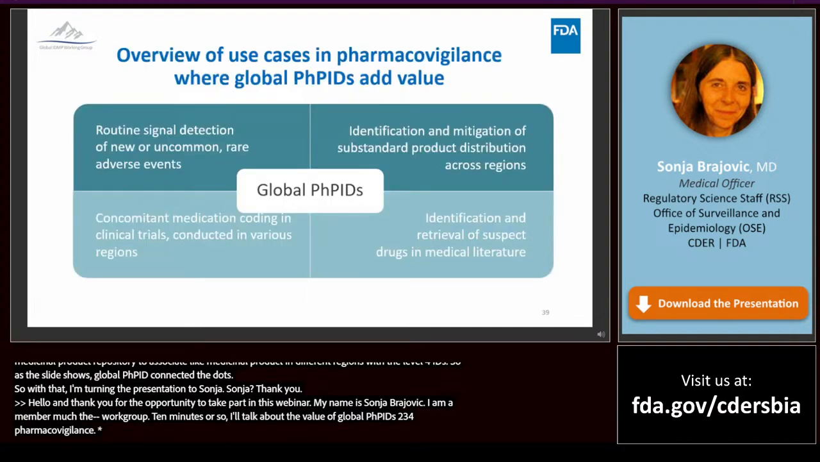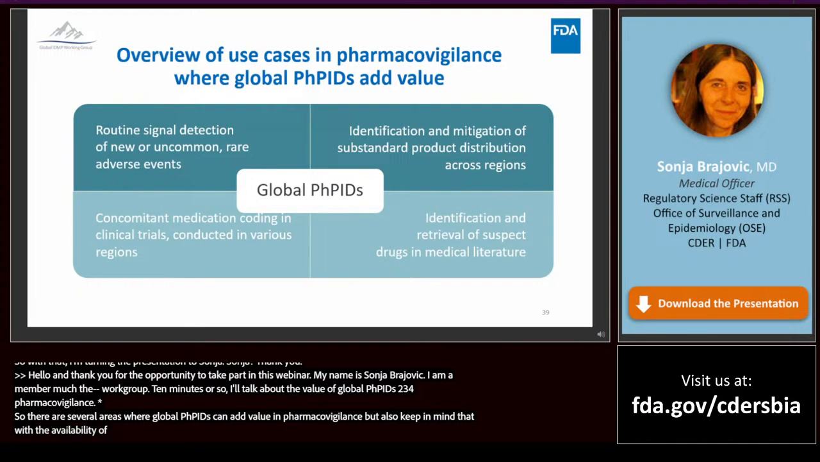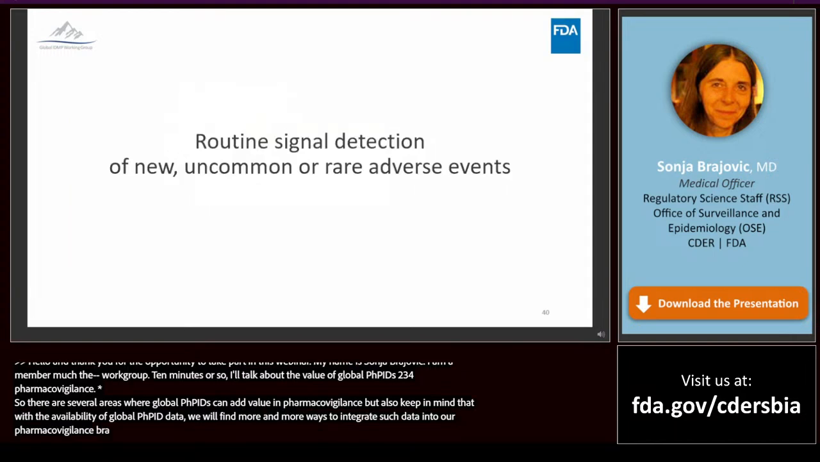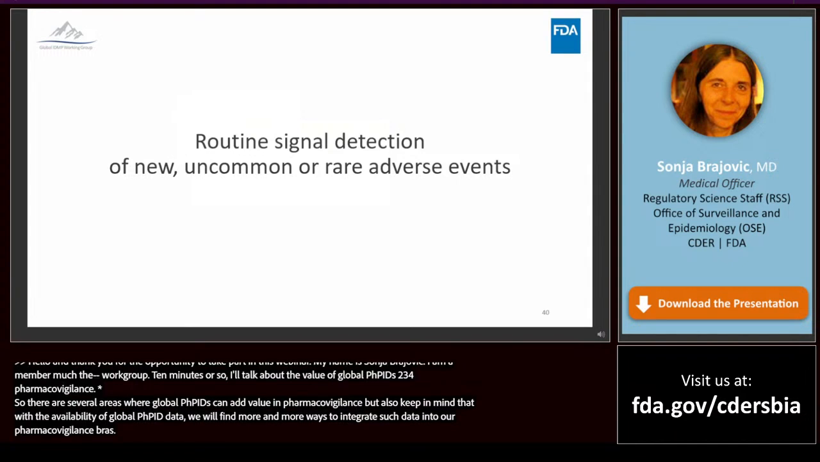There are several areas where global PHPIDs can add value in pharmacovigilance, but also keep in mind that with the availability of global PHPID data, we will find more and more ways to integrate such data into our pharmacovigilance practices. So first, let's just look at routine signal detection of any adverse event.